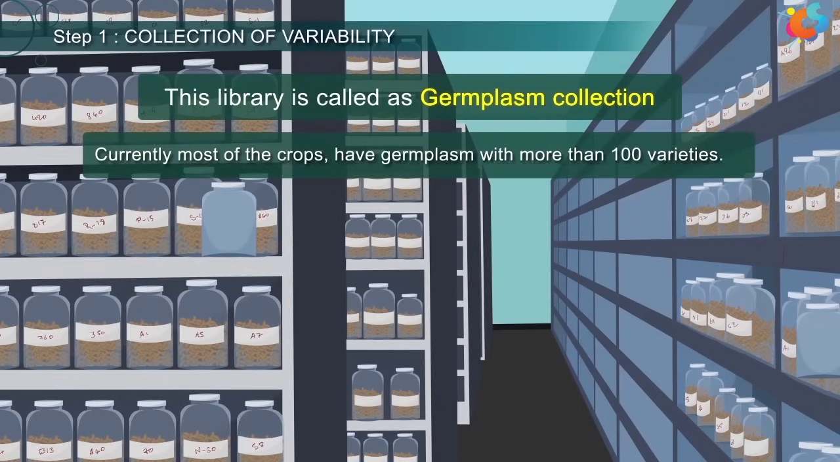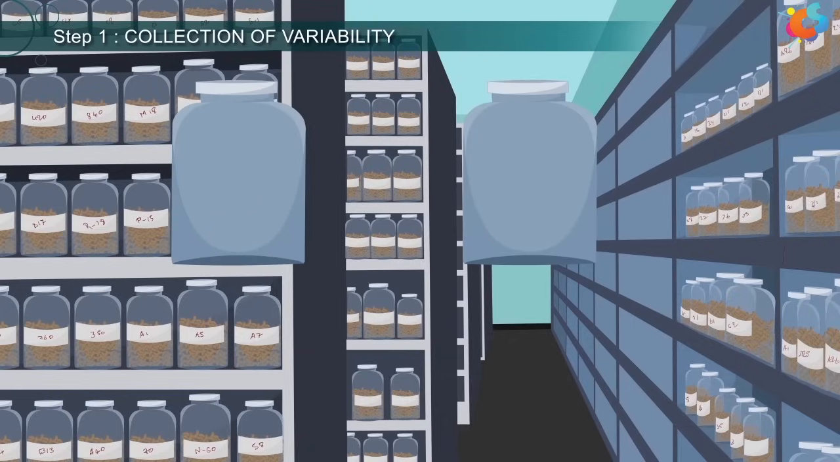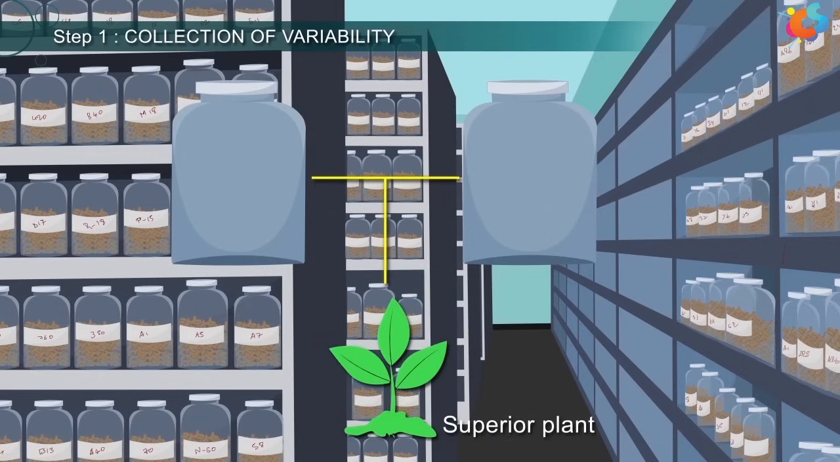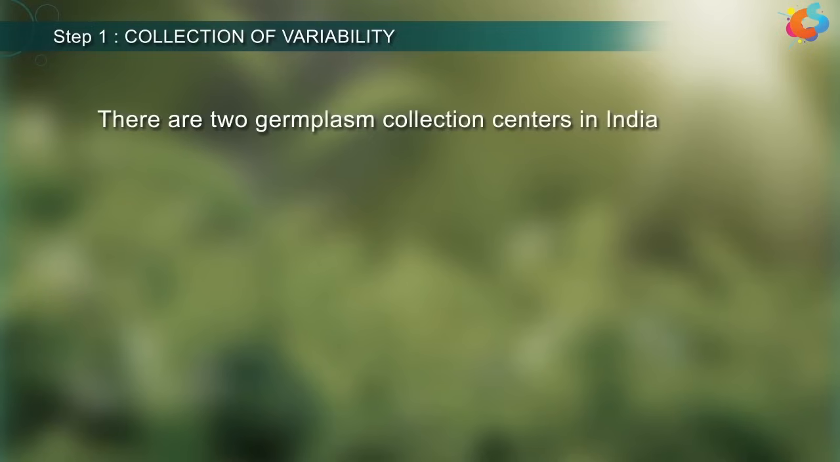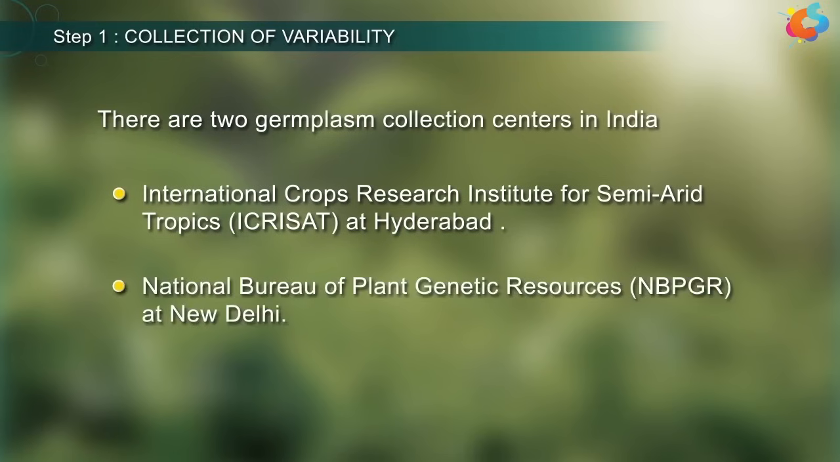Currently, most of the crops have germplasm with more than 100 varieties. Due to availability of vast germplasm, any breeder can now easily manipulate different combinations of alleles in order to create a superior plant. There are 2 germplasm collection centers in India. These are the International Crops Research Institute for Semi-Arid Tropics, ICRISAT, at Hyderabad, and the National Bureau of Plant Genetic Resources, NBPGR, at New Delhi.